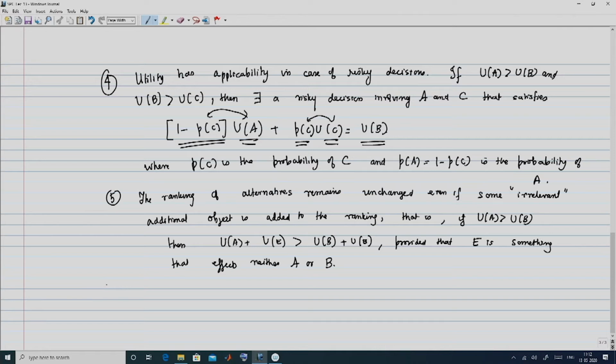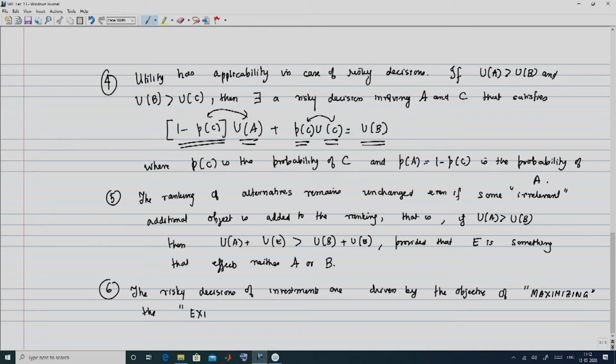Okay, and now we come to the sixth axiom, and this is a really important axiom. So, this says that the risky decisions of investments are driven by the objective of maximizing the expected utility.